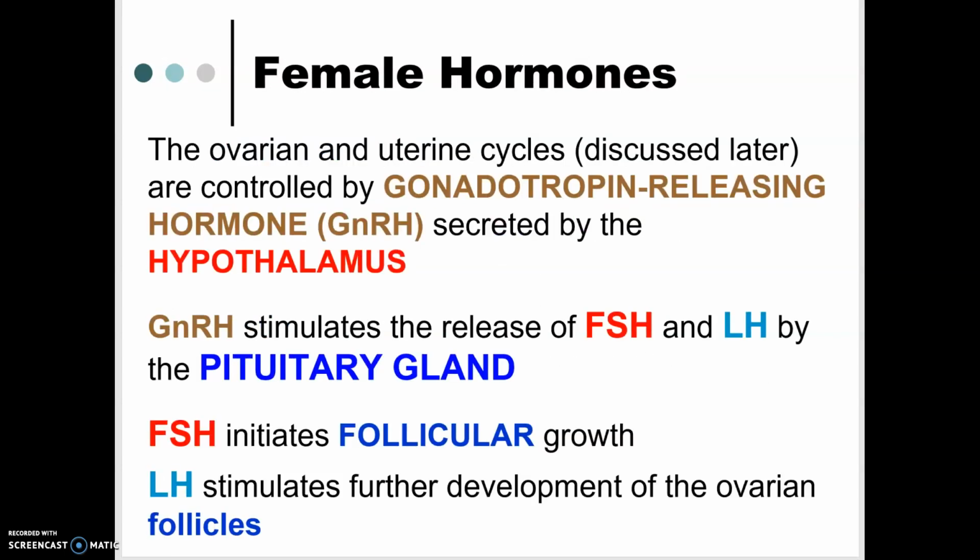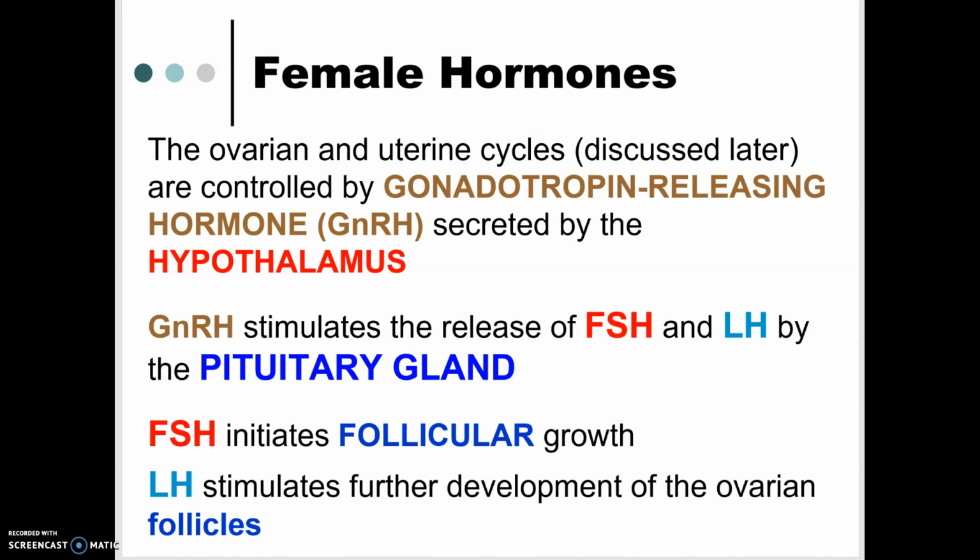Alright, so the ovarian and uterine cycles, which we're going to talk about a little bit later on, are controlled by a hormone called gonadotropin releasing hormone. We often just call that GnRH, and this is secreted by the hypothalamus. Now, GnRH stimulates the release of FSH and LH, which are produced by the pituitary gland. I'm going to show you a picture about how all this comes together a little bit later, but let's just go through it hormone by hormone now. Follicle stimulating hormone, FSH, and luteinizing hormone, LH, are both produced by the pituitary gland, and GnRH is the hormone that stimulates the pituitary to produce those 2 hormones.